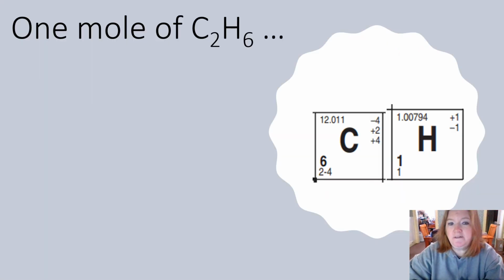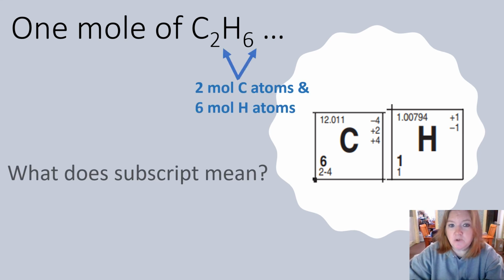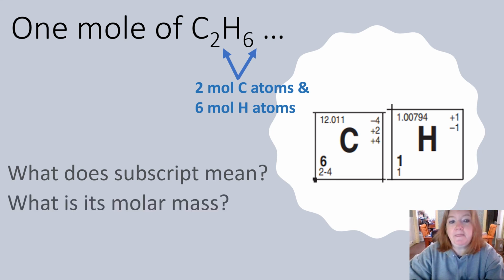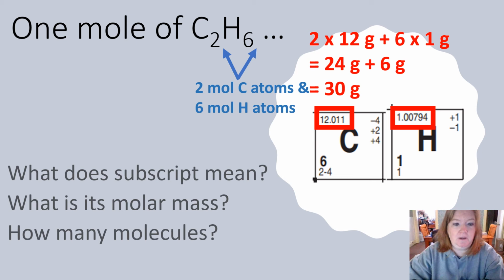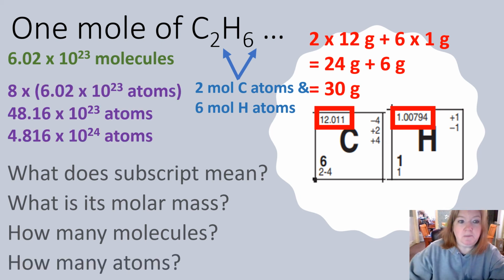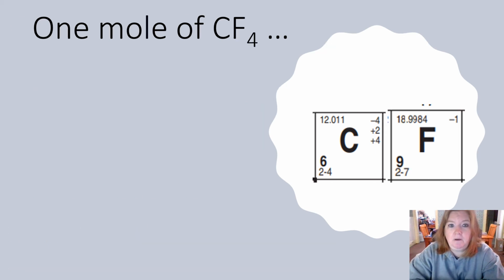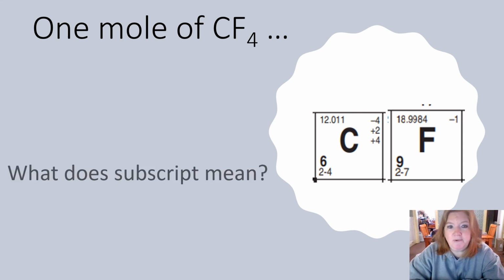All right, so 1 mole of C2H6. So let's see, what do the subscripts mean? Well, I have 2 moles of carbon atoms and 6 moles of hydrogen atoms. What is its molar mass? Well, carbon has to be multiplied by 2. Hydrogen has to be multiplied by 6. How many molecules? Well, since it's a mole, I have 6.02 times 10 to the 23rd molecules. How many atoms? I got to do math. I take 8 because I had 6 plus 2 total, multiply it, move the decimal, raise the exponent, same as before.